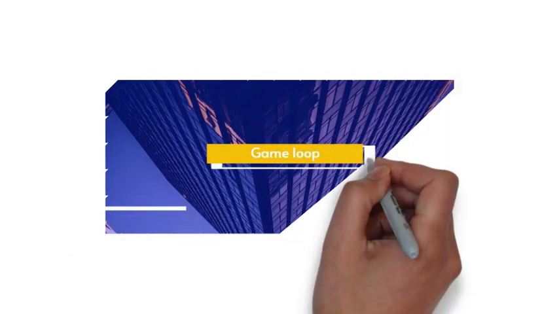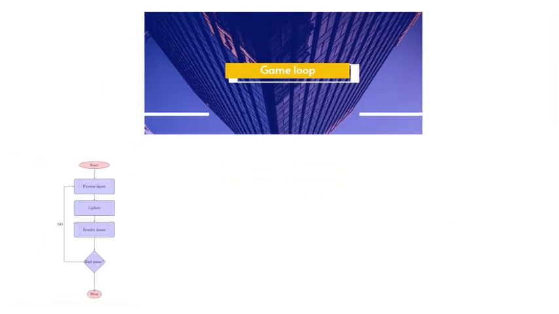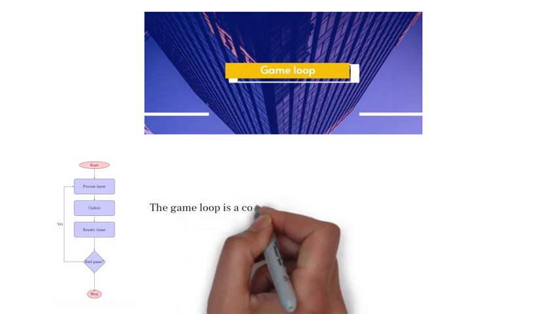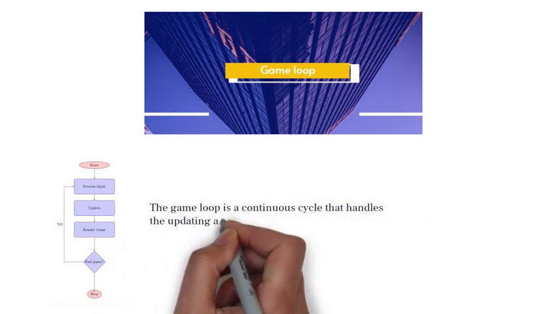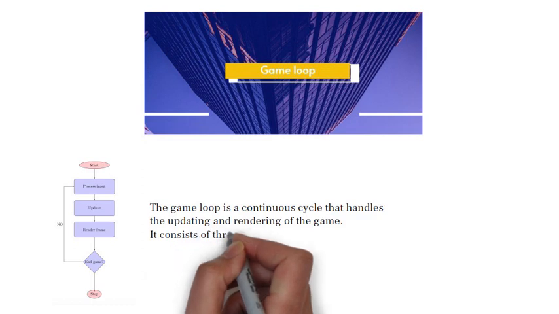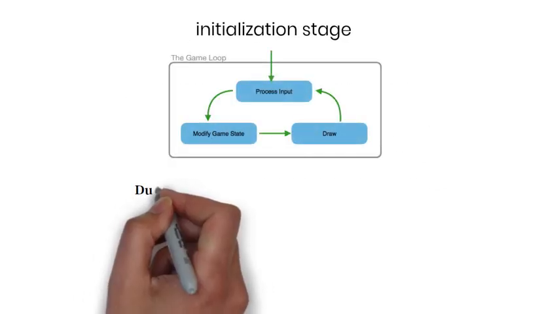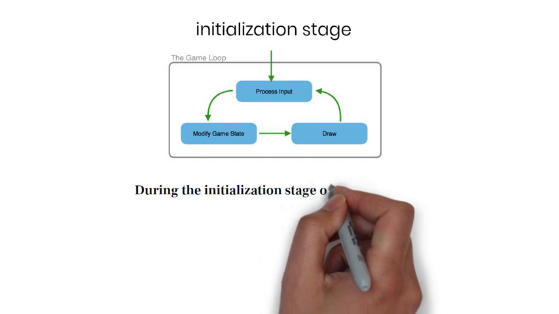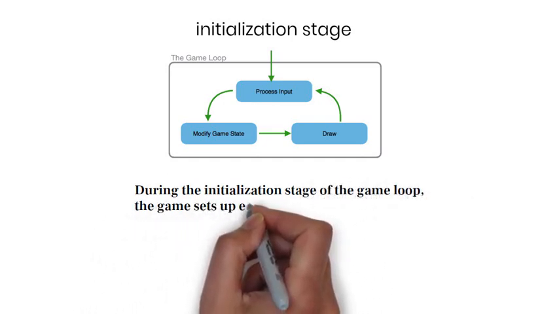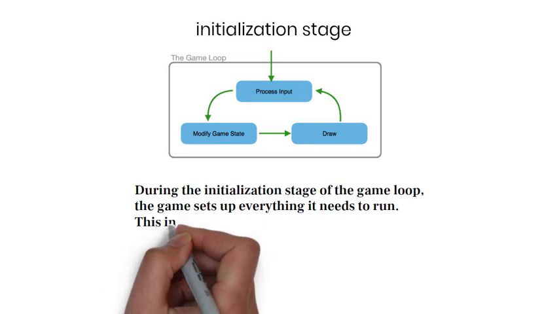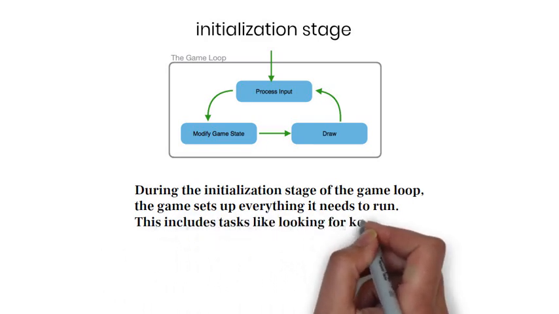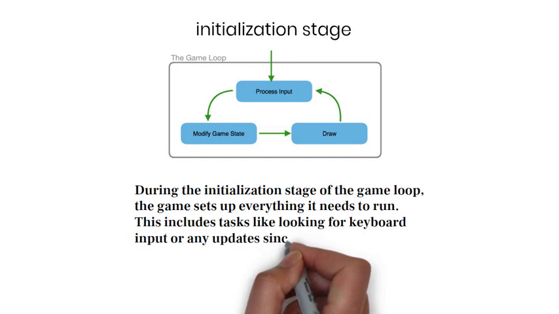Moving on from initialization, let's talk about the game loop, which is the core of the game flow. The game loop is a continuous cycle that handles and updates the rendering of the game. It consists of three stages, including initialization, update, and rendering. During the initialization stage of the game loop, the game sets up everything it needs to run. This includes tasks like looking for keyboard input or any update since the last game loop.